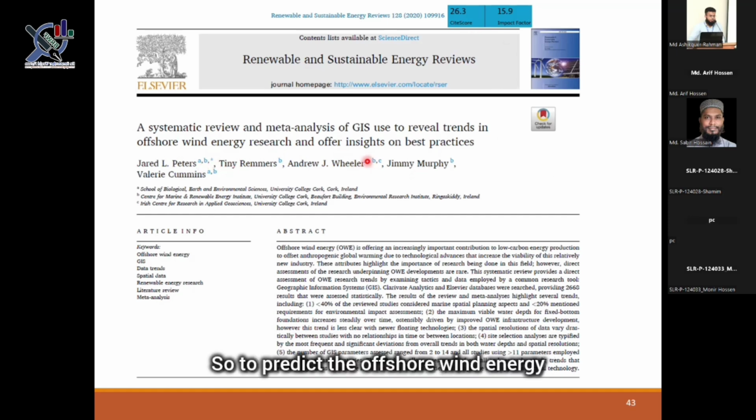So to reveal the trend of offshore wind energy research, what is the use of GIS? How are people using GIS, and what are the benefits? This is the title. The keywords are GIS use, the trend of offshore wind energy, and other things. You can see this paper is both a systematic review and a meta-analysis. That means they did the systematic review, and they also used meta-analysis. They collected the record information, used some statistical tools, analyzed the data and then represented it. That's why it is rigorous work, and that's why they were able to publish in a very high impact journal.